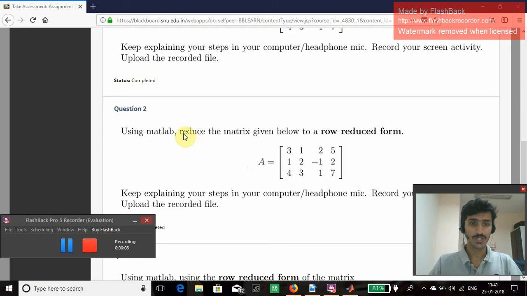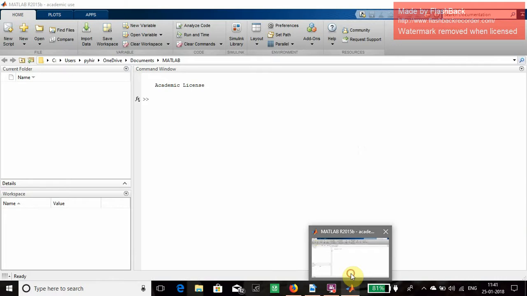In this video I'll teach you how to reduce a given matrix to a row reduced form, or row reduced echelon form. Yeah, you could call it either. So we are given a matrix and we should reduce it to row reduced echelon form. So let's go to MATLAB.